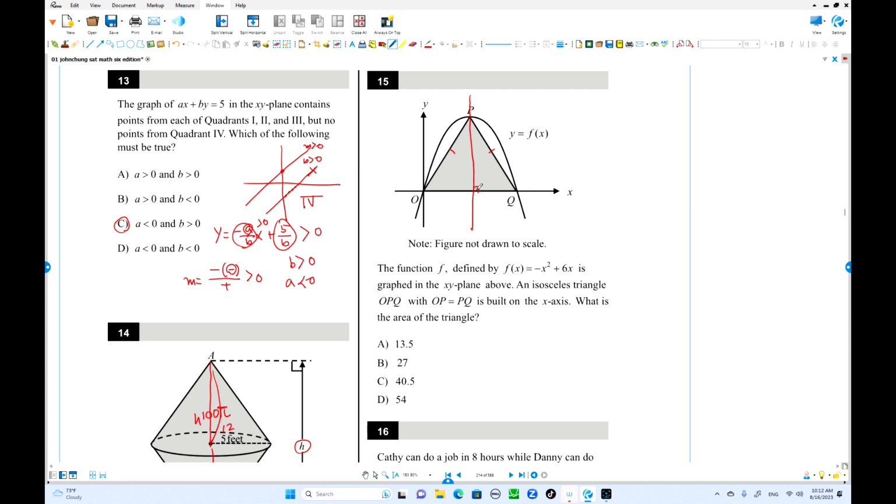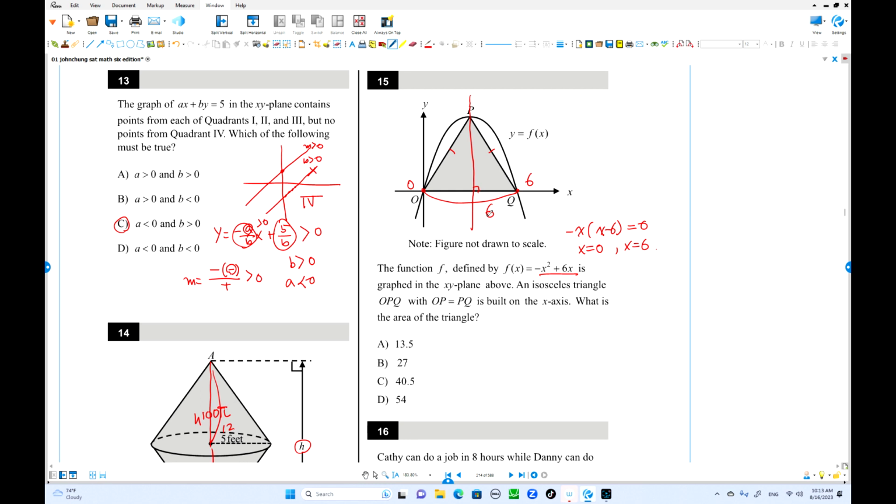Okay, what is the area of the triangle we're going to find? From here, we can find the x-intercepts. Negative x times x minus 6. If this is 0, we have 2 x-intercepts: x equals 0 and x equals 6. This is 0, this is 6. So the length of this side is 6.